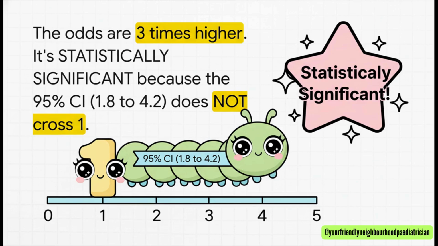Now, here's the really crucial part. Look at that confidence interval. The range is from 1.8 to 4.2. Notice what number is not in that range? The number 1. Because the range doesn't cross 1, we can say the result is statistically significant. It's likely a real thing, not just some random fluke.